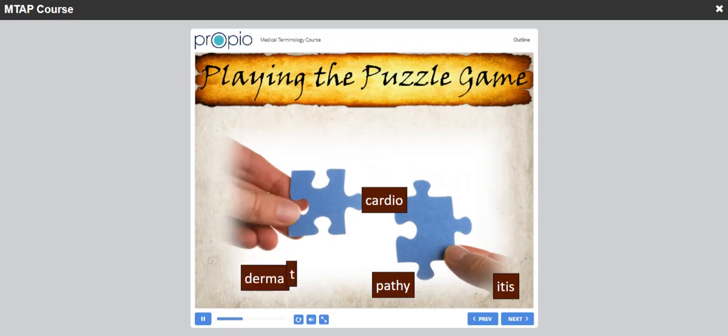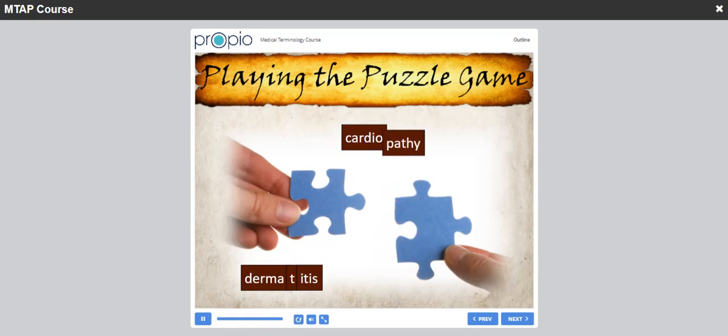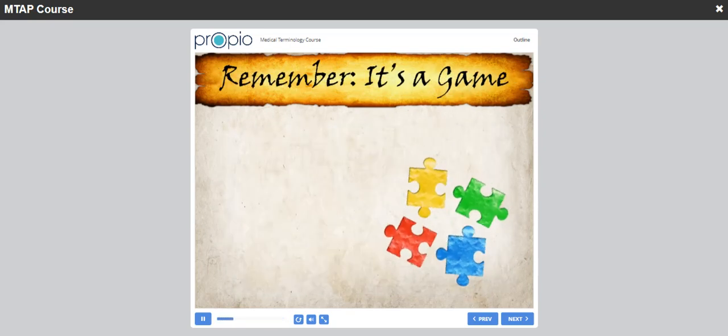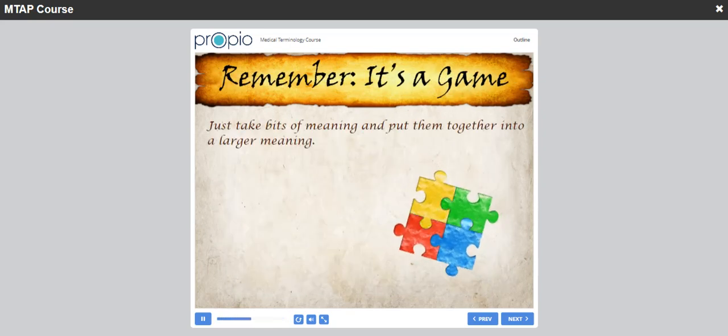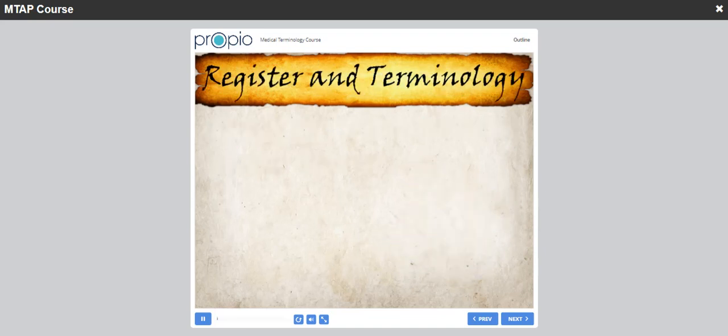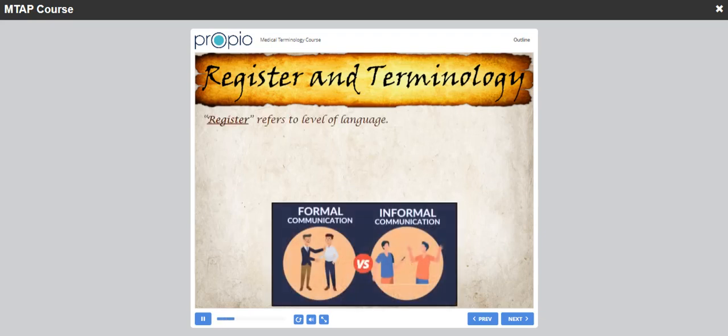Do you know what register is? Register refers to level of language. It means the way a speaker uses language differently in tone, style, and formality. High register speech is formal. Low register language tends to be relaxed, informal, or slang. Why does register matter, you can ask?